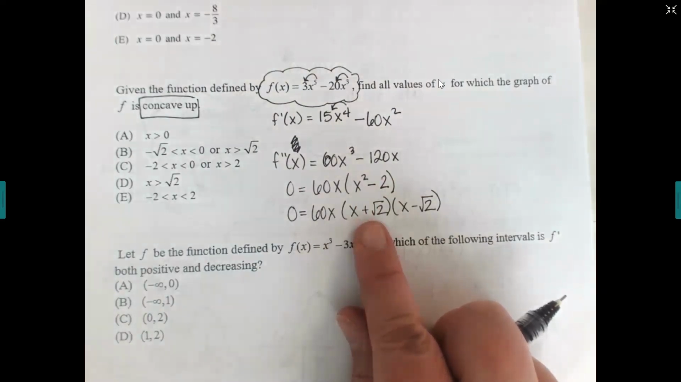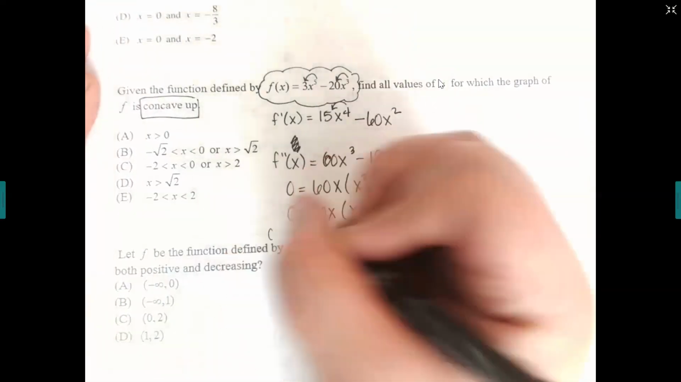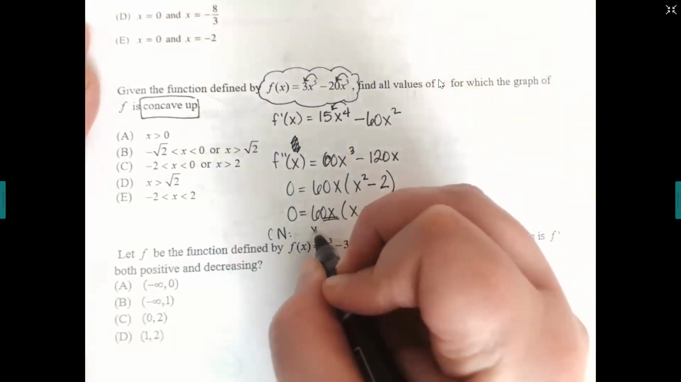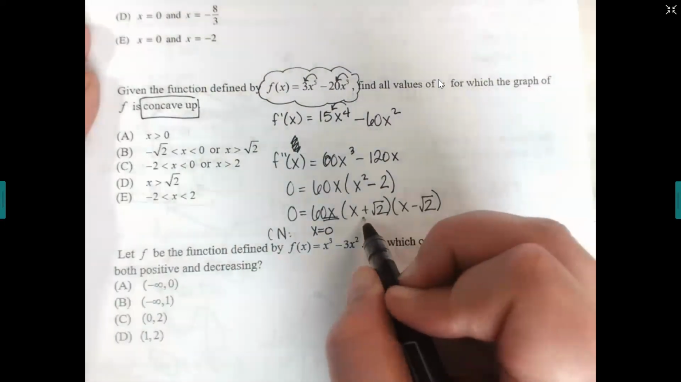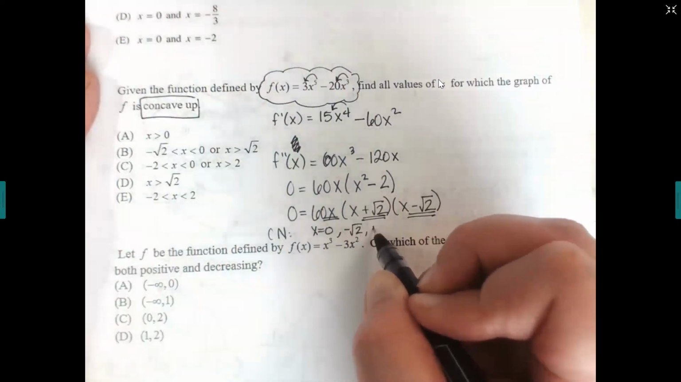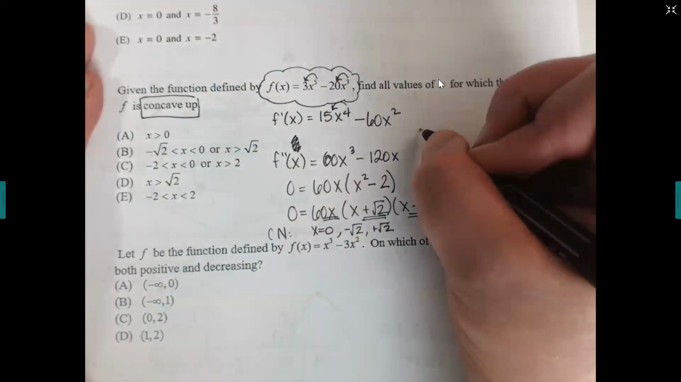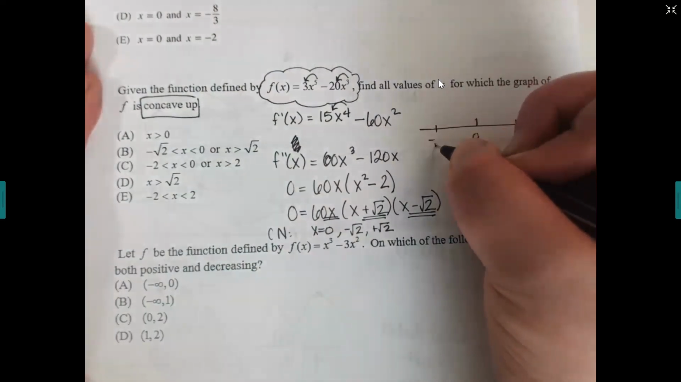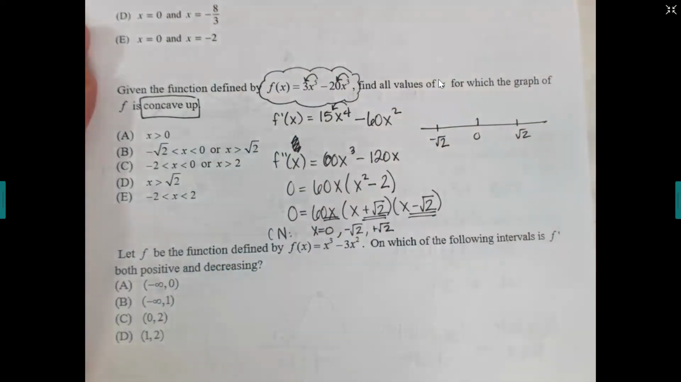From there, how many critical numbers do we have? 3. There are 3. The x in the front gives you 0. Then you have a minus root 2 and a plus root 2. So 0 in the middle, root 2, negative root 2. And then if your number's a square root 2, I'd pick another square root as your example. So let's say I want to try square root 3.